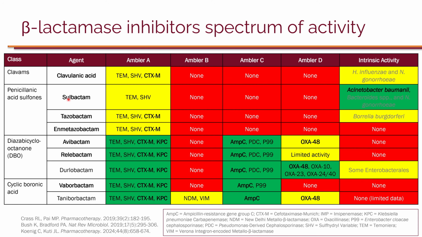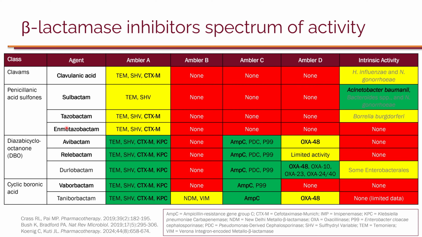Then we have sulbactam, which is not the best for ESBL, so it doesn't have good activity against CTX-M. It has some activity against TEM and SHV. It does not have activity against class B, C, or D. But most importantly about sulbactam, unrelated to beta-lactamases, it has intrinsic activity as an antibiotic against Acinetobacter baumannii. Tazobactam can also inhibit ESBLs, including CTX-M, but has no activity against class B, C, and D.